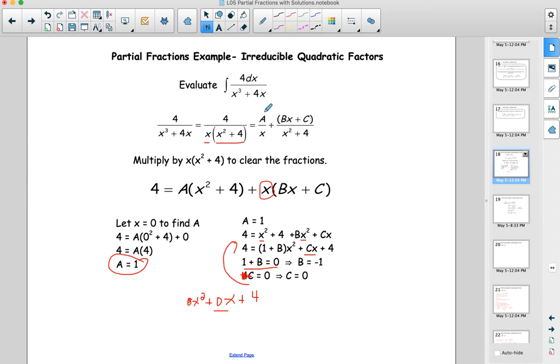So coming back up to here, we know this is 1. And we know this is negative x plus 0. And then we're going to split that into two separate integrals. Again, I'm just going to repeat.